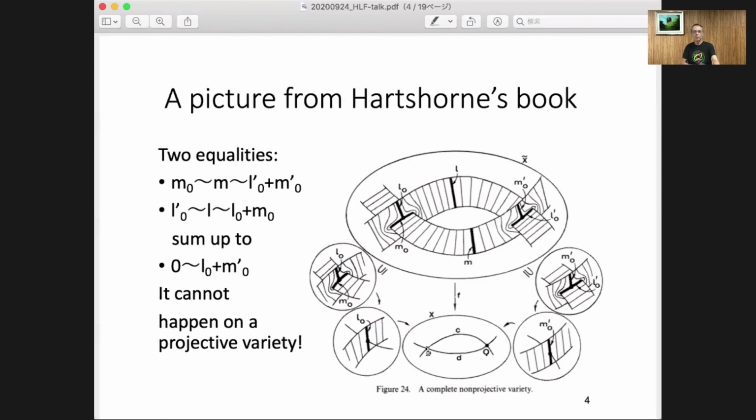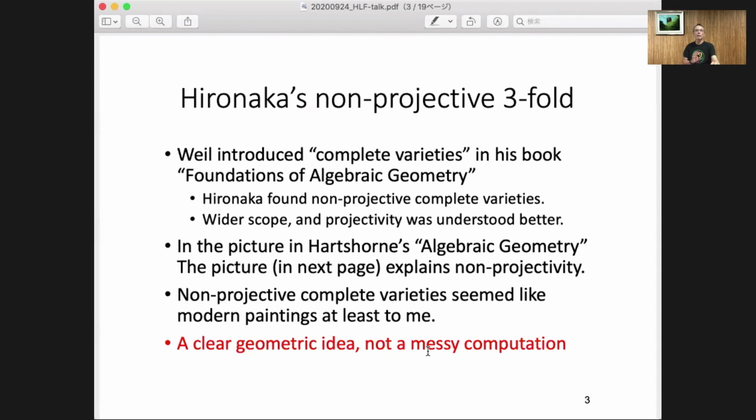I don't want to bother you any further. But anyway, the point is that by this simple idea of switching the blow up, he produced a non-projective variety. So almost from any projective variety, he could produce a non-projective variety. So it was quite amazing.